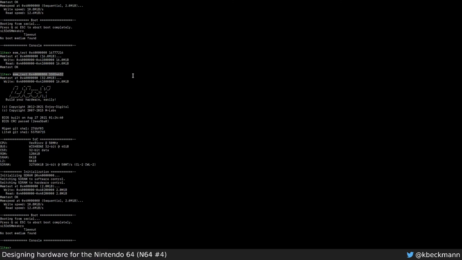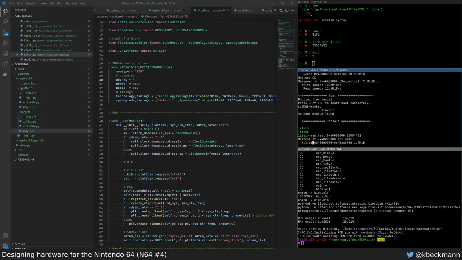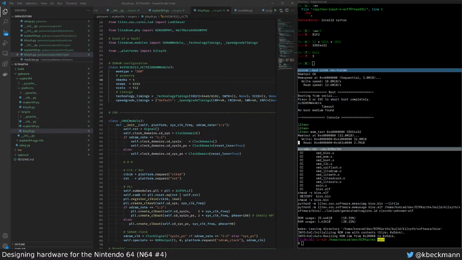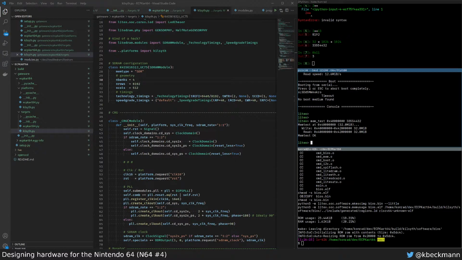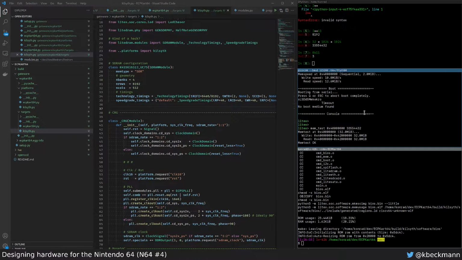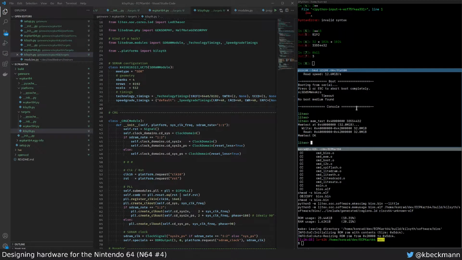So yeah, let's test 32 megabytes. See what happens. Oh, it passed 16 megs. That's good. And it seems to work. Huh, cool. So now we have 32 megabytes of SDRAM. Perfect. All right, there was one extra thing I wanted to change.